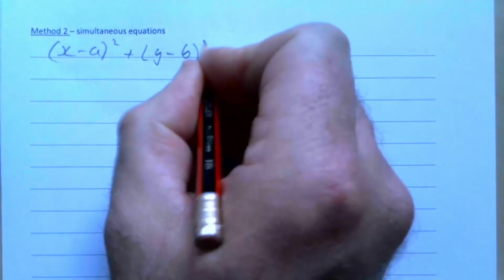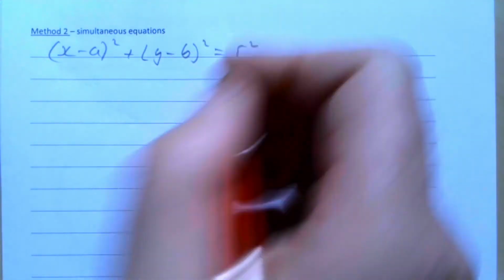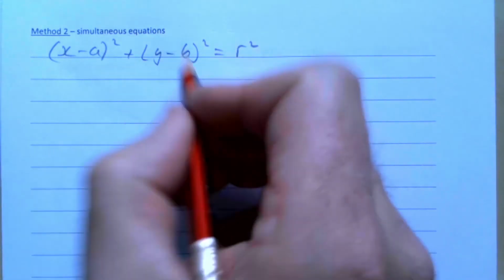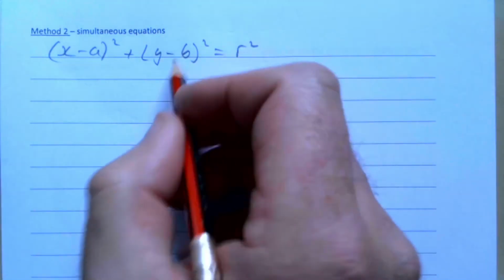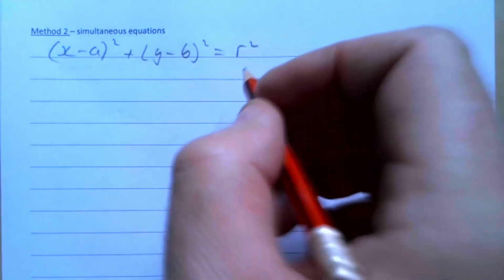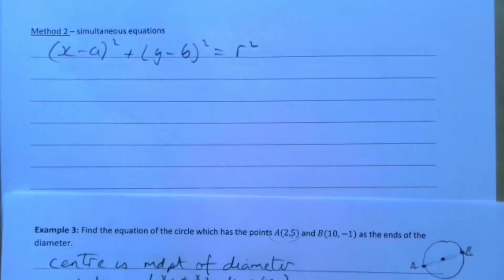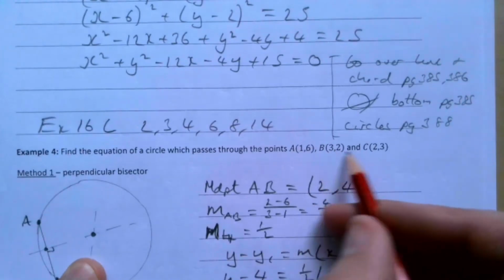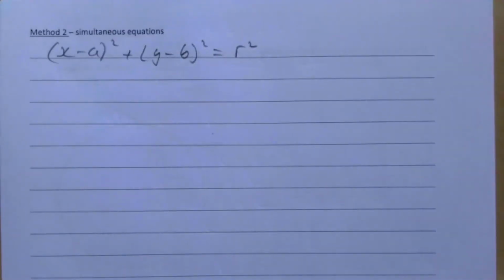So what we're going to do is fill it in to our equation of a circle. Our equation of a circle is obviously (x minus a) squared plus (y minus b) squared equals r squared. Our unknowns are a, b and r, but we know various values of x and y, so we fill those in to get our equations 1, 2 and 3. We know our points: 1, 6, 3, 2 and 2, 3. So let's fill those in.